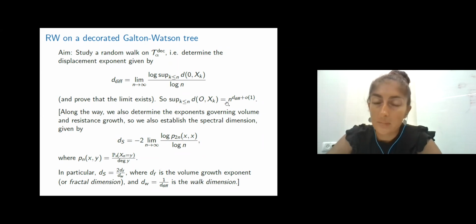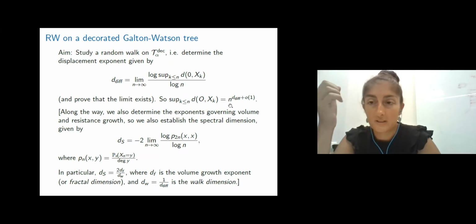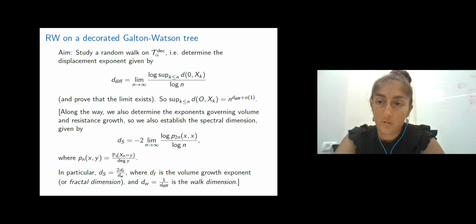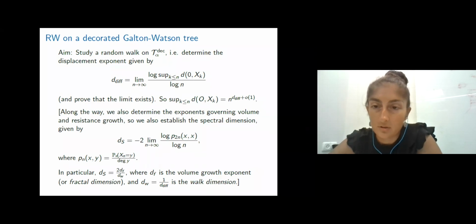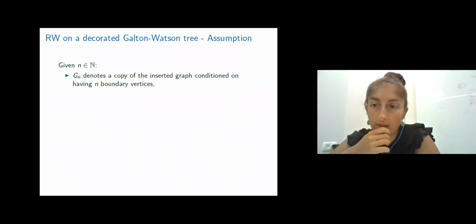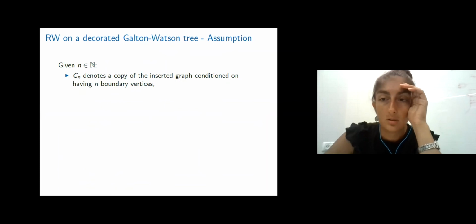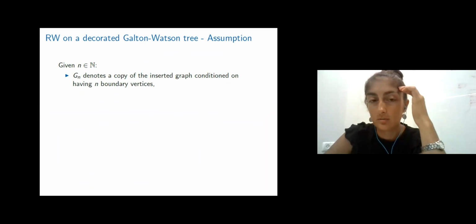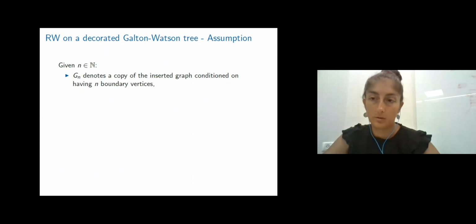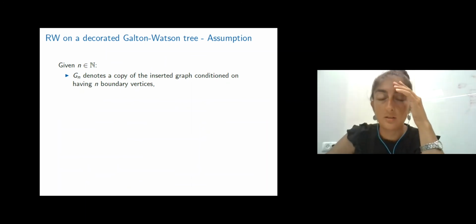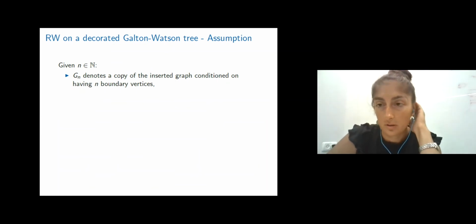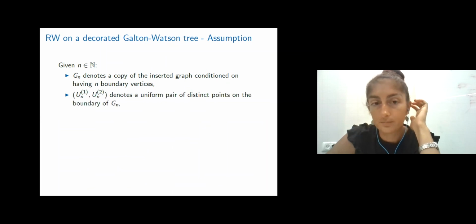But in order to do this, I said that for the tree there's a parameter alpha, which determines the offspring distribution of the tree. But we will also have to make some kind of assumptions on the family of graphs we insert. First, I will just give you a bit of notation. What we're really interested in conditioning on when we insert these graphs is the boundary length of the graphs, because these corresponded to the degree of the vertex in the tree. So Gn will just denote one of these graphs which has n boundary vertices.